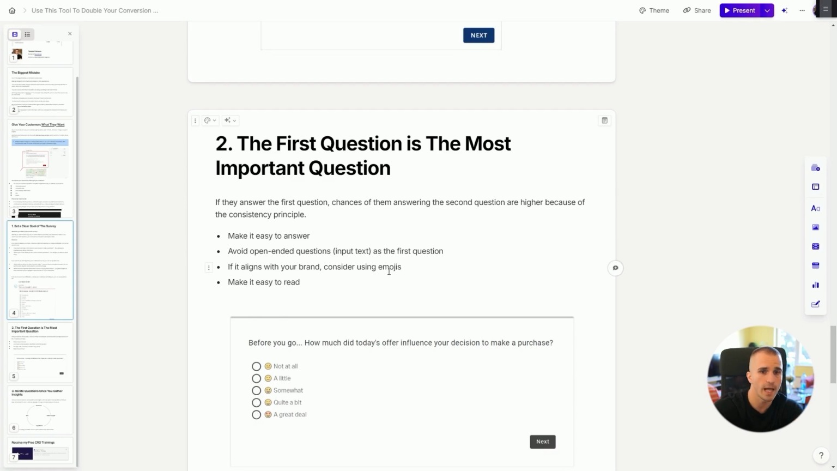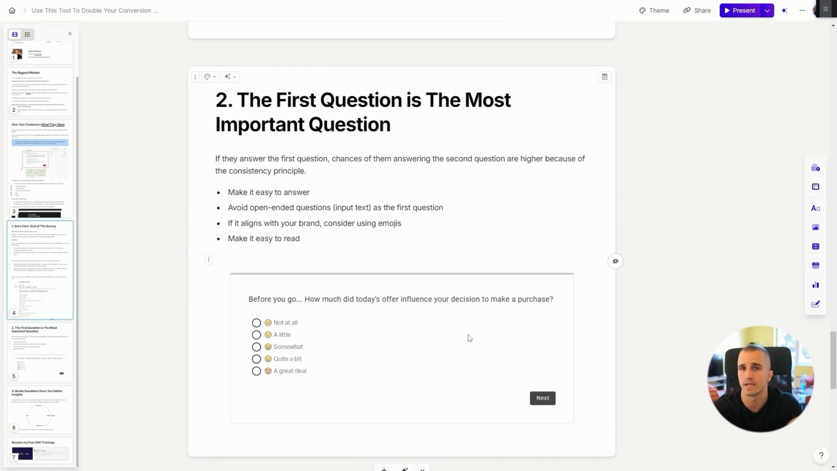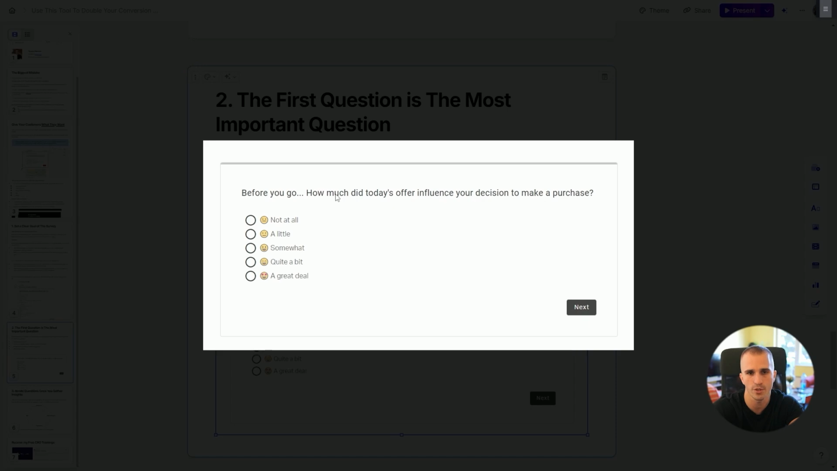If it aligns with your brand, you can consider using emojis like in this example below, and you want to as well make it easy to read. So easy to answer and easy to read, because you don't want to make this process thoughtful. You just want to make it as frictionless as possible. So this is one example of how your first question could look. You can also add this before you go, and then the question, and you can see the emojis. When you have emojis, people are processing the information more easily. It's not just the text, it's the visuals and the text, and that increases your response rate because more of them will process it more easily.